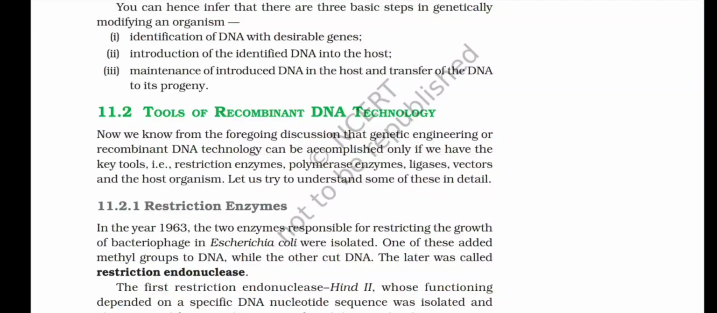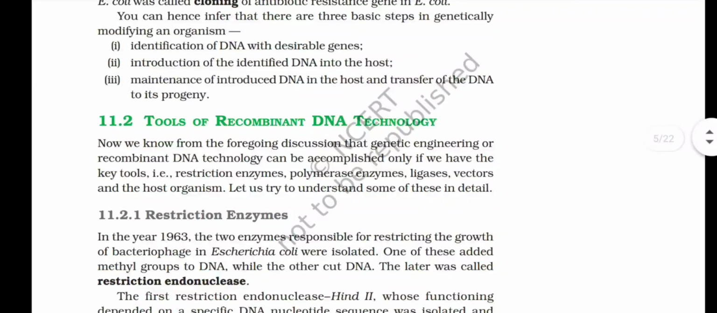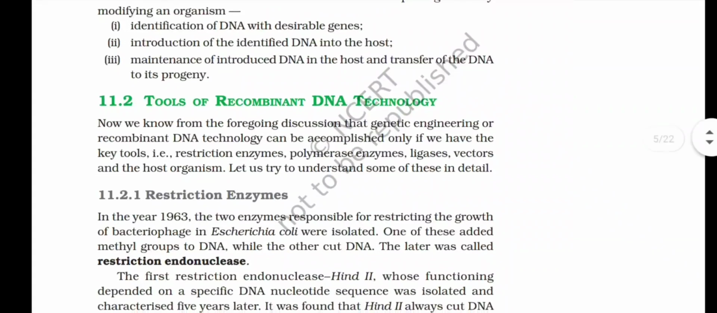Okay, so hence you can infer that there are three basic steps in genetically modifying an organism: identification of the DNA with desirable genes, introduction of the identified DNA into the host, maintenance of the introduced DNA in the host, and transfer of the DNA into its progeny. Okay, I'm going to teach you that bit by bit. Identification of DNA with desirable traits.